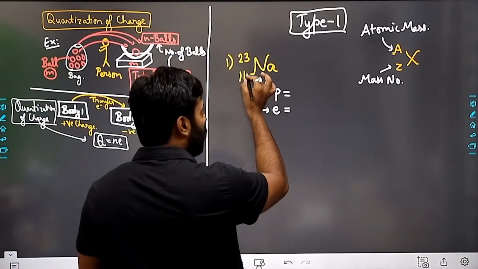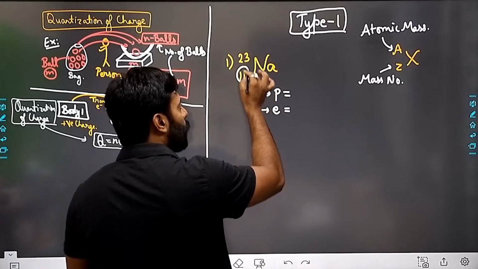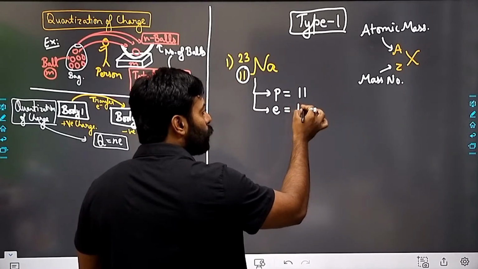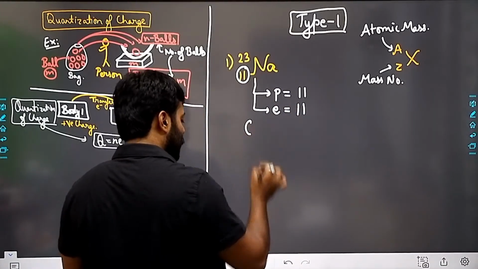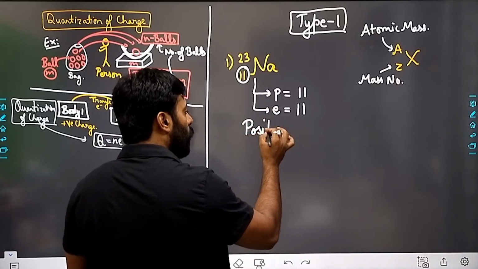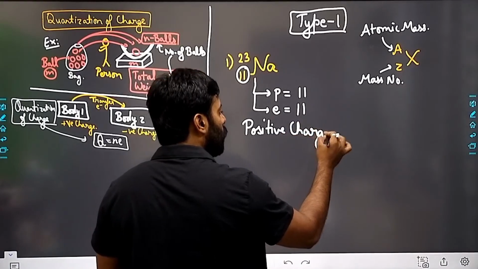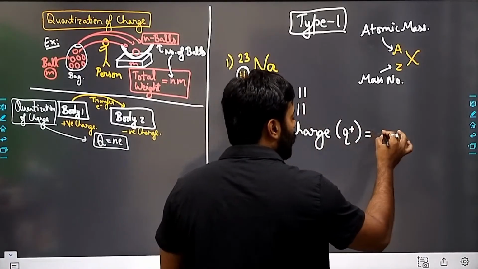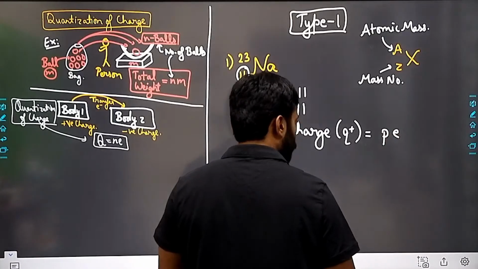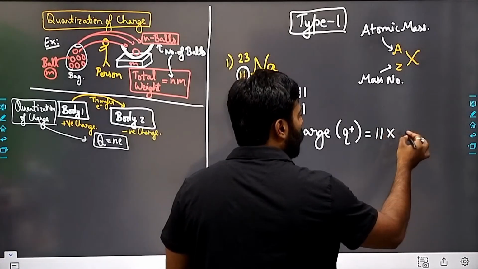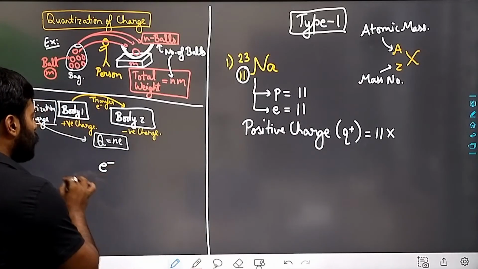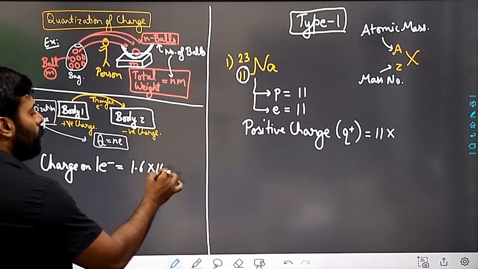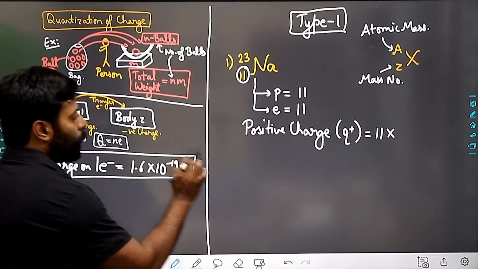Okay, somebody is saying that these are the number of protons only. So the protons will be 11, and if this is neutral, then the electrons will be 11, right? So the positive charge on this, I can say Q plus, will be equal to 11 times, because protons are here, so I can write it as 11 into the charge on an electron. The charge on one electron is equal to 1.6 into 10 to the power of minus 19 coulomb. This is what I already told you.